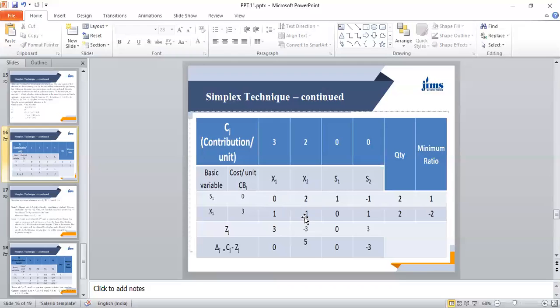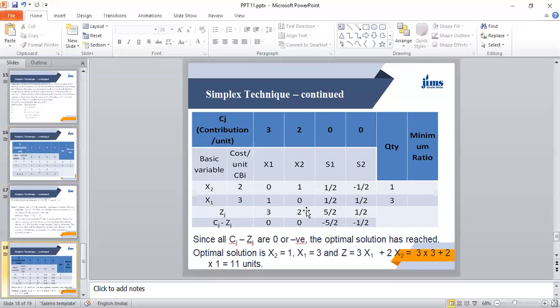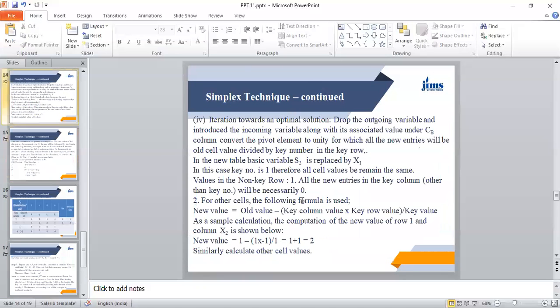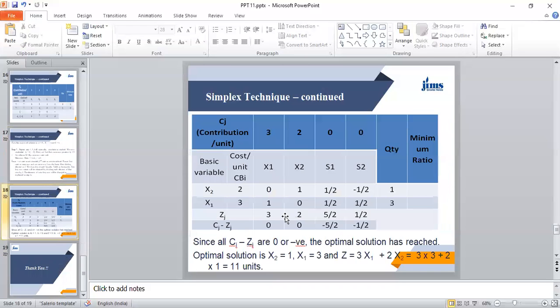Quantity is 1. Then the formula that I told you: this is the key column, so it has been replaced by 2 divided by 2, 1, and all other values in the key column will be 0. So this minus 1 has become 0 here in this column. And other values have been changed by using the same formula: old value minus key column value into key row value divided by key value. Using that formula, we have changed the values. The new values have become 3, 1, 0, 1 by 2, 1 by 2, and quantity becomes 3.